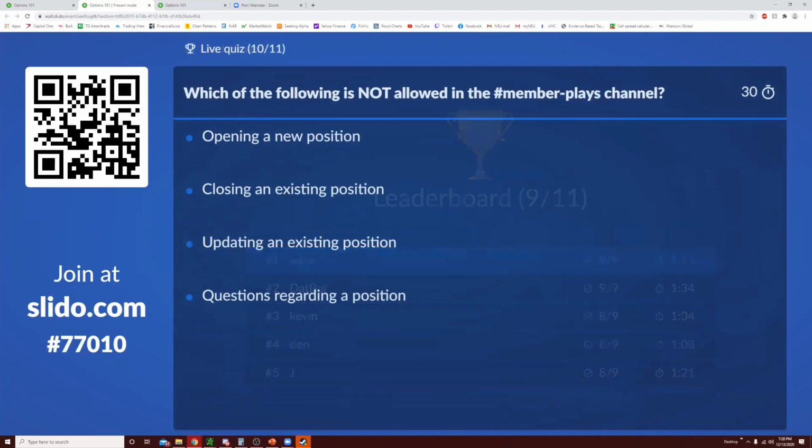Let's see. Number 10, which of the following is not allowed in the member plays channel? Opening a new position, closing an existing position, updating an existing position, questions regarding a position. Not allowed.